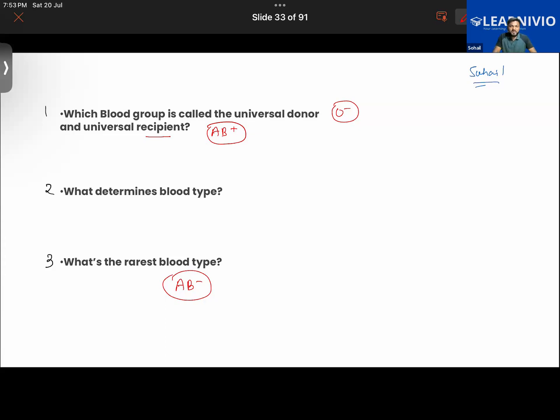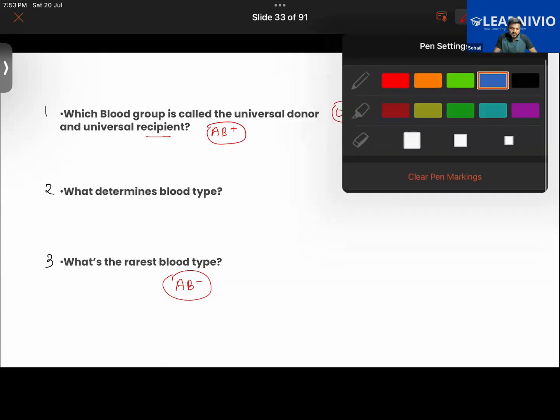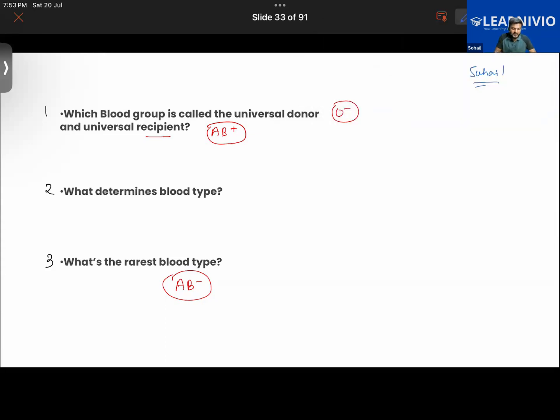Furthermore, talking about question number 2. Here we have learned that the type of antigen present will determine whether it is going to be A. If the A antigen is present, the blood group will be A. Now, B. If the B antigen is present, the blood group will be B. If both A and B antigens are present, it's AB. Very good. And if none of them are present, it is going to be O. Very good.